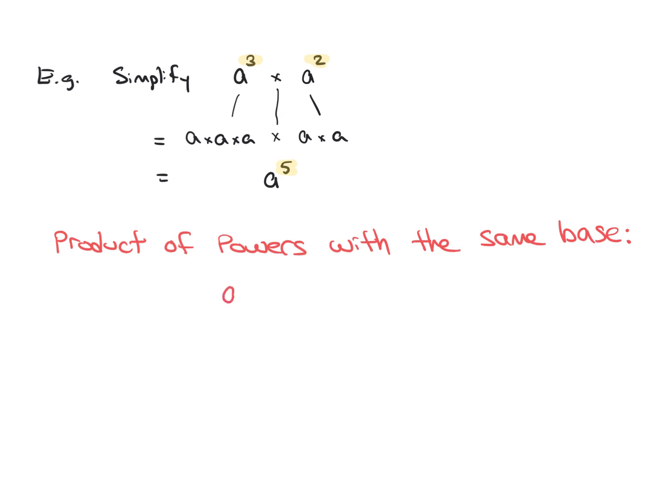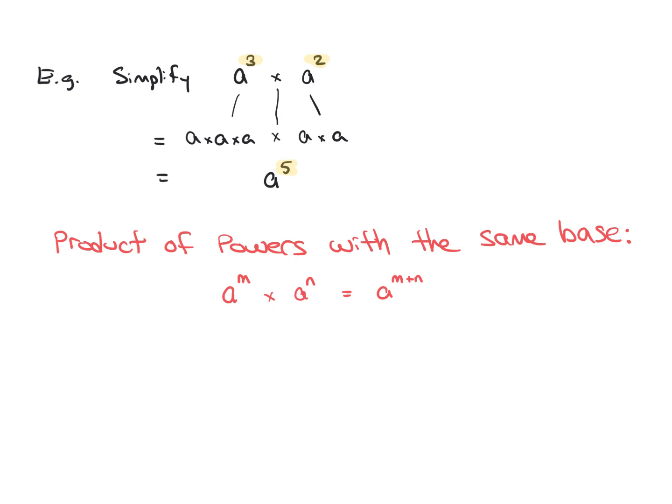I will say A to the exponent of m. M just stands for a random number, any exponent at all, times A to the exponent of n. N represents another number. It might be the same as m, it might be different, but we have two different exponents here, and they are all applied to the same base of A. When this happens, you can simplify this into a single power by adding the exponents. We will express that as A to the exponent of m plus n.